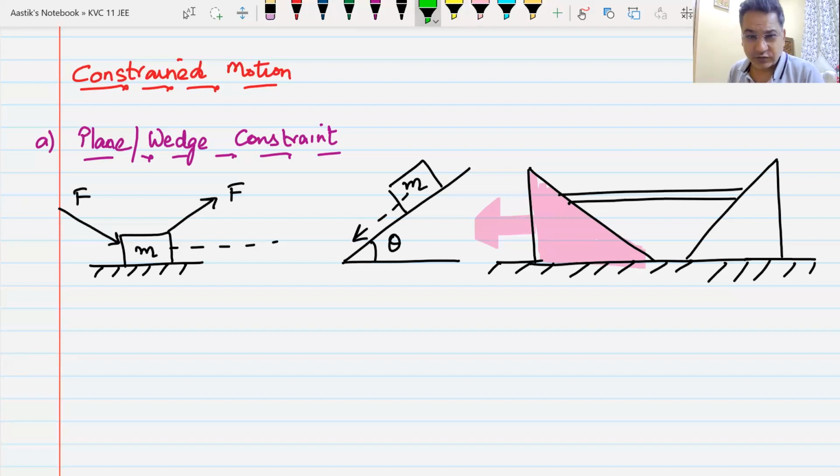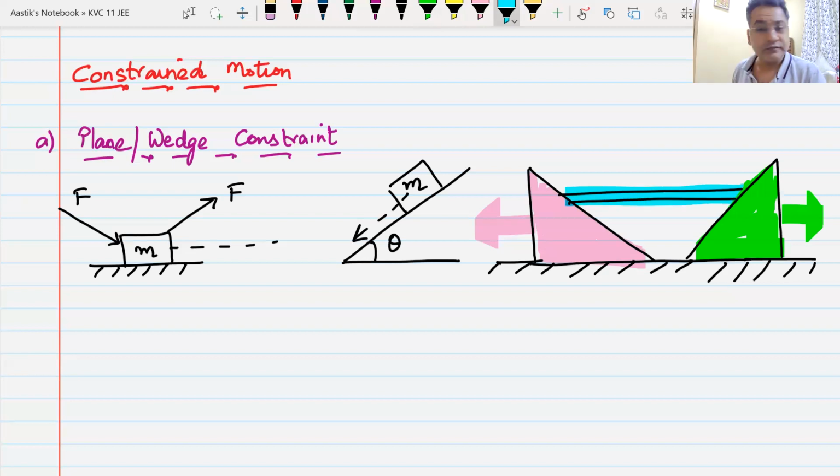See, it is constrained to move. It cannot just move anywhere. Where will this green wedge go? Right. It can only go towards the right. There is only one way possible. Where will this blue rod go? Downward, sir. It can only move in the downward direction.